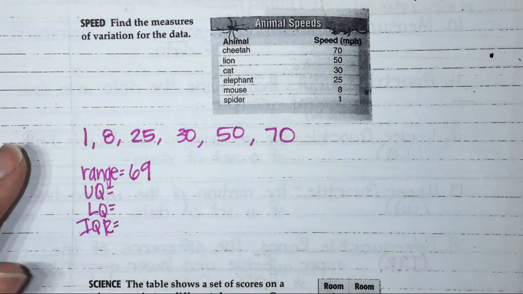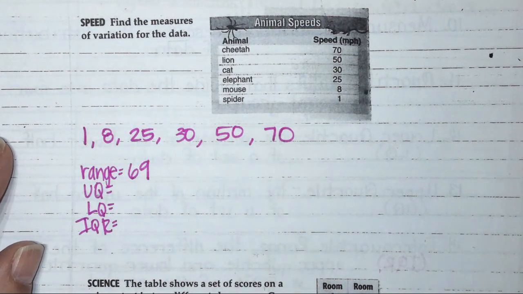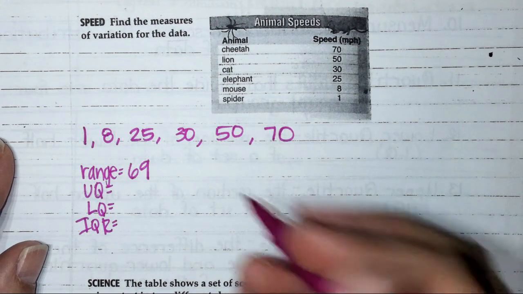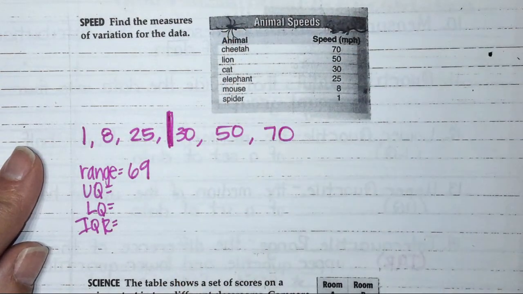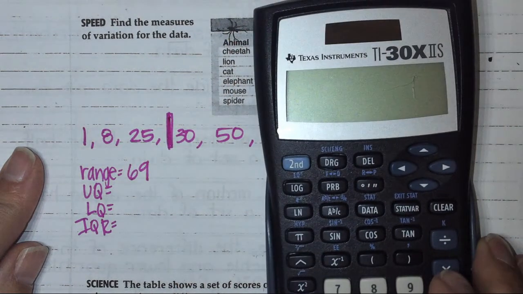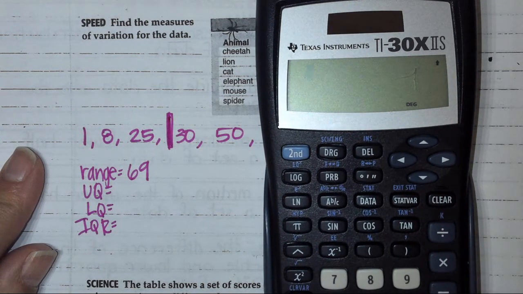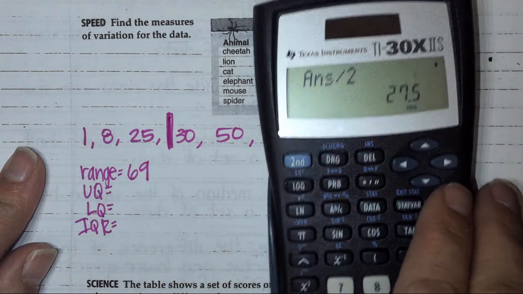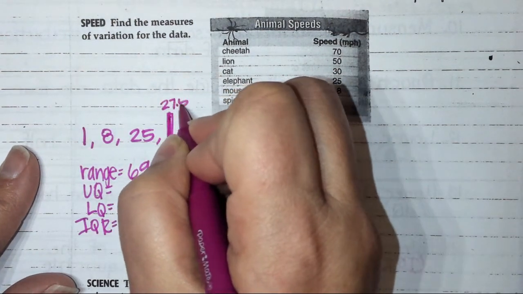Now, the next thing we've got to do is find our median. We've got 6 pieces of data, so where's my median going to fall? Remember, median is the middle. It's between 25 and 30, okay? So it's between here. Now, how do I figure out that median? 25 plus 30 divided by 2 gives me 27.5. So my median right here is 27.5.